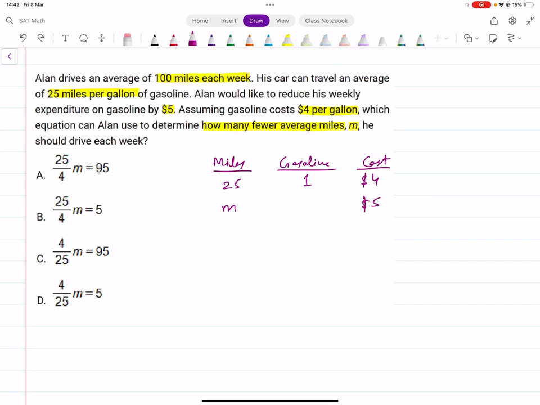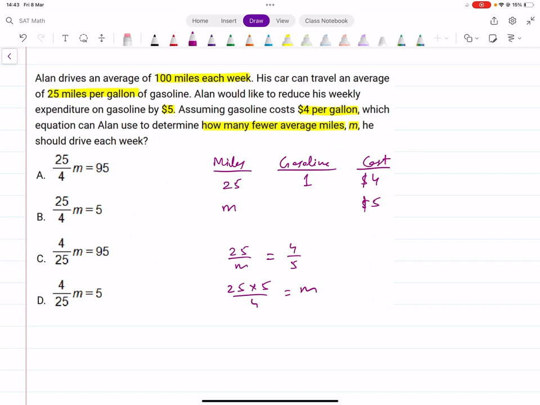We can say 25 over M should equal 4 over 5. Or, like some of you might be used to doing, you can just cross multiply this. What does that give you? That gives you 25 multiplied by 5, divided by 4, that equals M. So M should be equal to this.